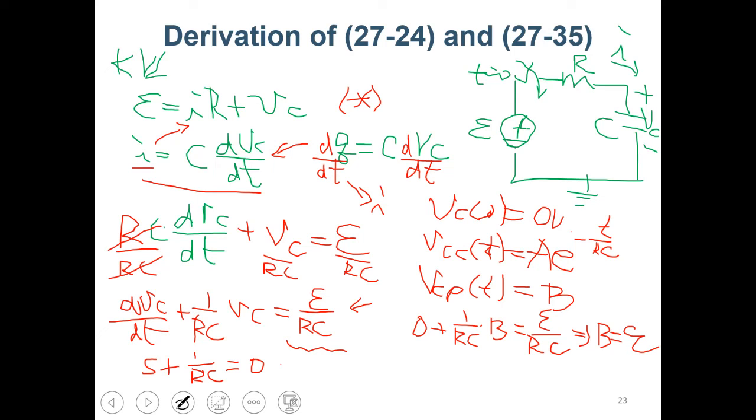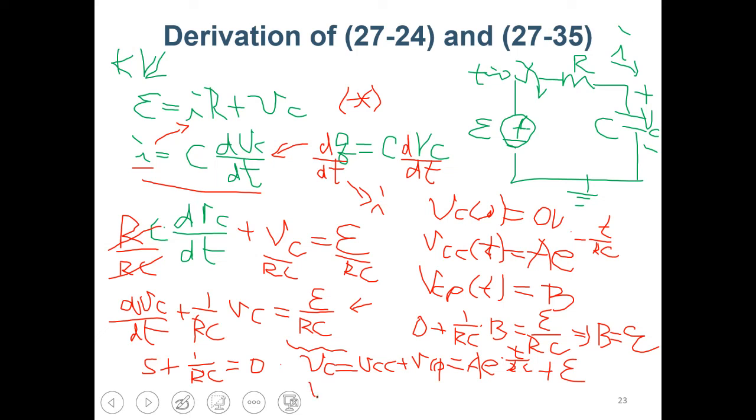So very simple. So that we can write that Vc is Vcc plus Vcp, which is A exponential to minus t over RC plus E.